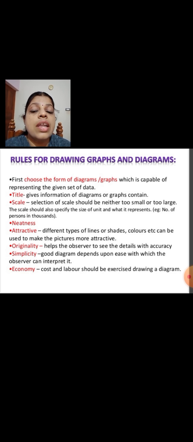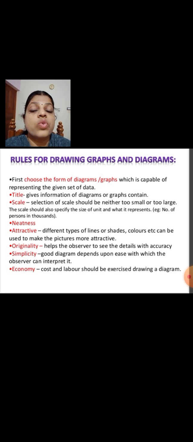Next one is neatness. That is the most important factor we have to take care of while drawing the diagrams as well as the graphs. It should be very neat in appearance.